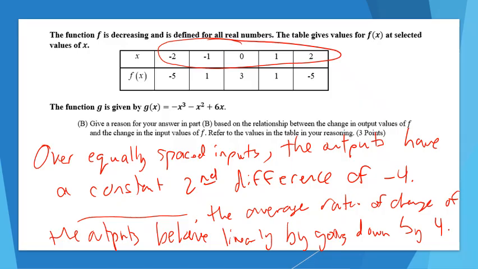If it was cubic or quartic, then just say basically this statement, but then talk about what the third or fourth difference is instead of the second difference or the first difference if it was linear. All right?